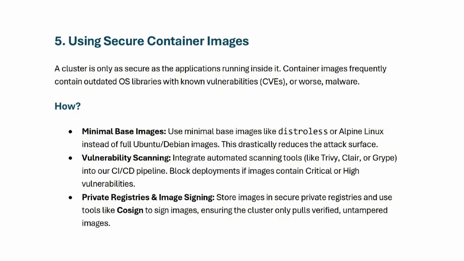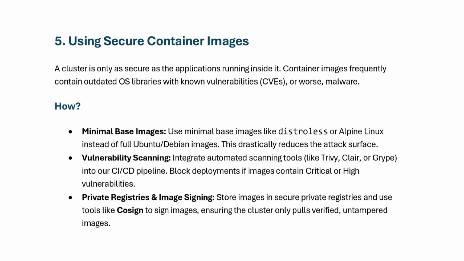Third is private registries and image signing. Storing images in secure private registries and using tools like Cosign to sign images. This ensures that the cluster only pulls verified, untampered images. We can store the images in private registries so it is secure, and use tools like Cosign to sign the images.